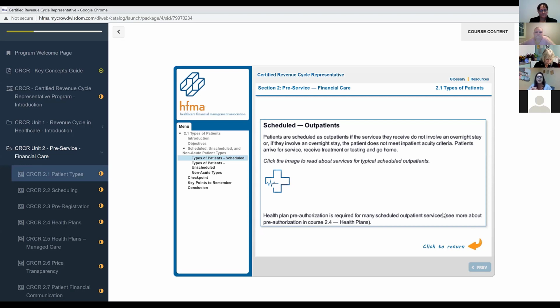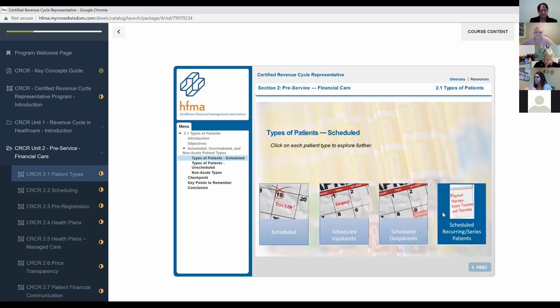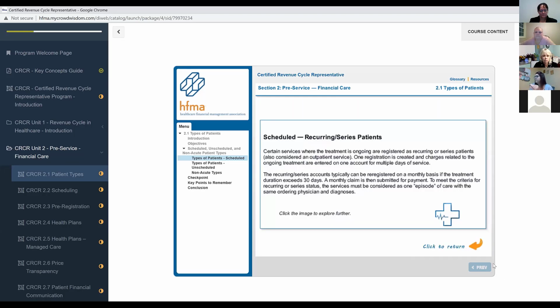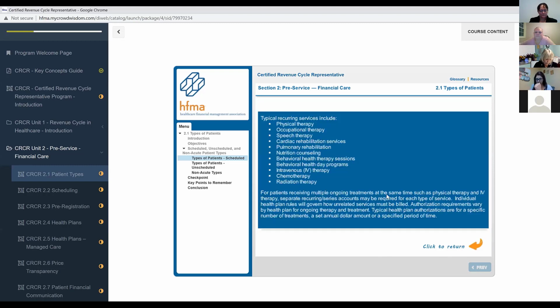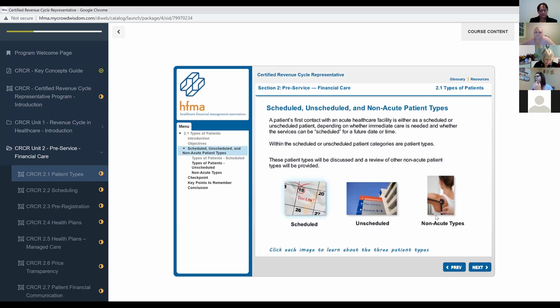These are like dialysis, chemo, radiation, anything where you're doing it for a long period of time and it's billed every 30 days. So if you click on the little thing there, it'll give you most of the services that are typically your recurring services, and this isn't everything, but it could be.